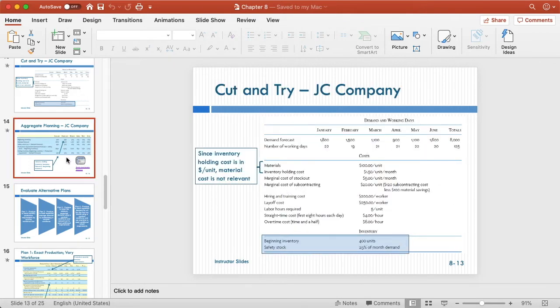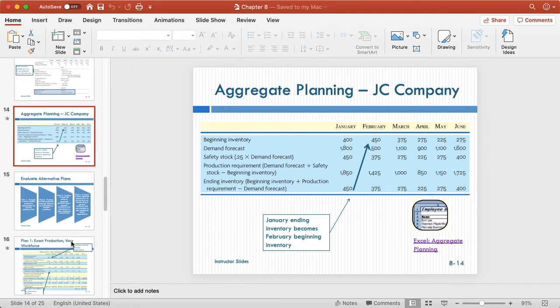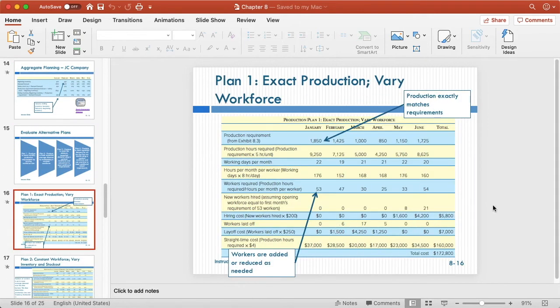So let's suppose the numbers are shown like this, and we already do the common part of the calculation like this. This slide shows it. Now let's look at the first plan. Let me give you a sense of how we calculate total cost.